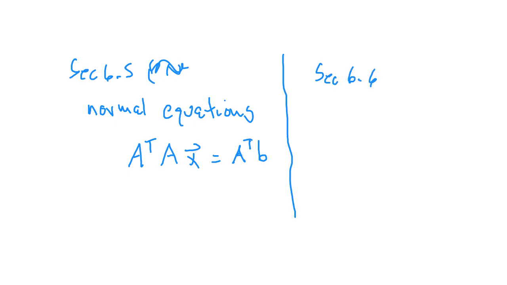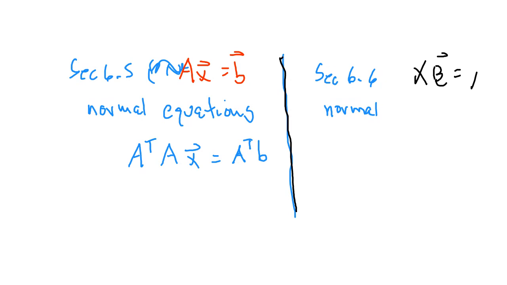In section 6.6, and by the way, the system that you were trying to solve in section 6.5 was A times X equals B. The system that you're trying to solve in section 6.6 is design matrix X times parameter vector B equals observation vector Y. And so the normal equations are going to be X transpose X times something equals something times something.